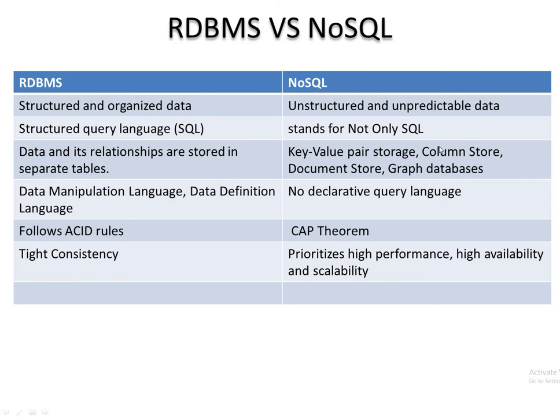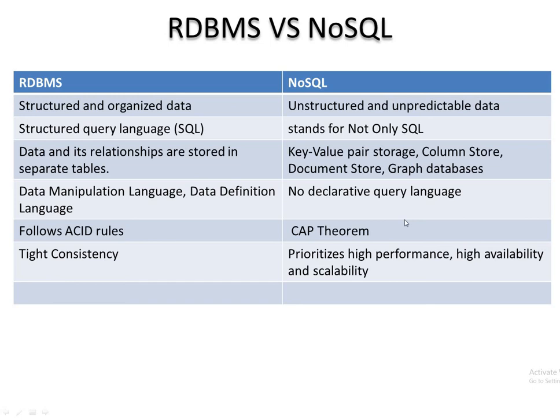Here, there are various ways in which NoSQL databases can store their data. It may be in the form of key-value pair storage, column store, document store, or graph form. According to these types, there are various NoSQL databases: graph databases, column store databases, document databases, and key-value pair databases. In RDBMS, data manipulation language and data definition language are used, but here no declarative query language is supported for NoSQL.